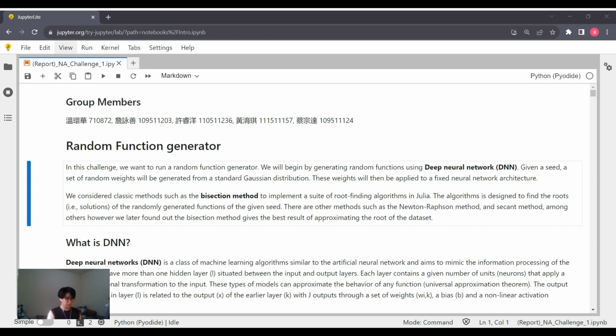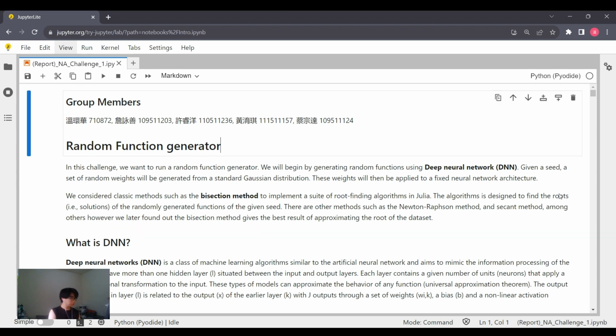Today we want to investigate the effectiveness of root finding algorithms on randomly generated functions to gain valuable insight into the practical applicability of these methods. In addition to that, we want to find the impact of the different seeds in producing varying problem domains for the algorithm. So in this challenge, we want to run a random function generator.